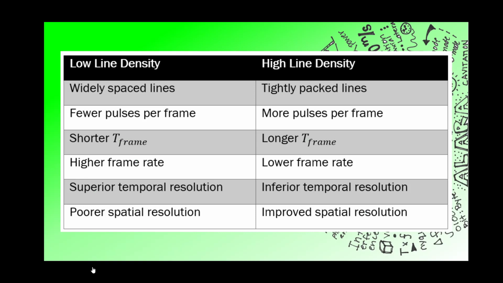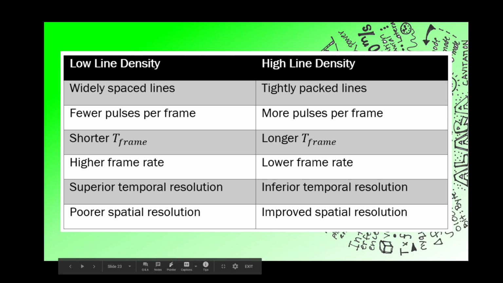So again, back to our chart, low line density is going to result in widely spaced lines, which reduces our spatial resolution, but because there are fewer lines, fewer pulses, that means that our T-frame is going to be short, our frame rate will be high, which gives a superior temporal resolution. Opposite to that, we have the high line density, those tightly packed lines. We get awesome spatial resolution, but because there are so many more lines, that means there are more pulses, which results in longer T-frames, lower frame rates, and inferior temporal resolution.